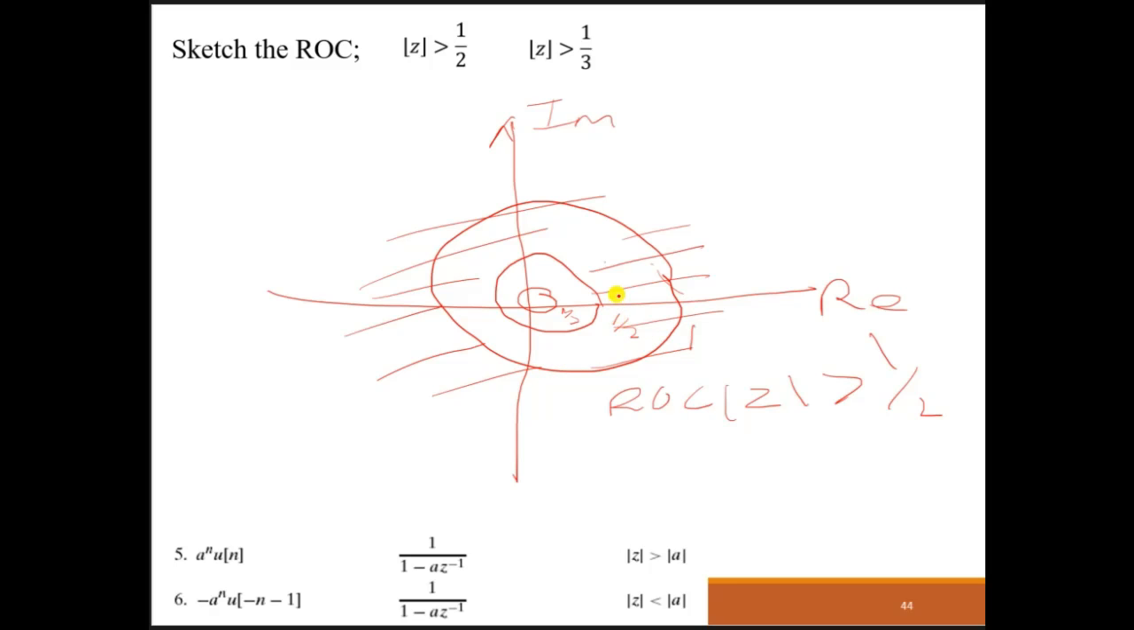Okay, let's look at the, okay, so we stop here first. Okay, and that is the inverse Z transform.